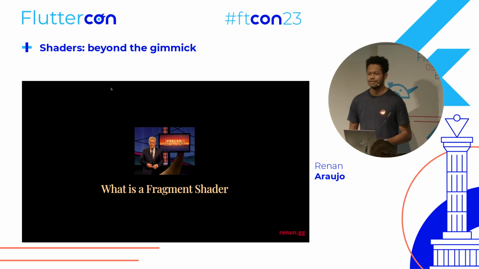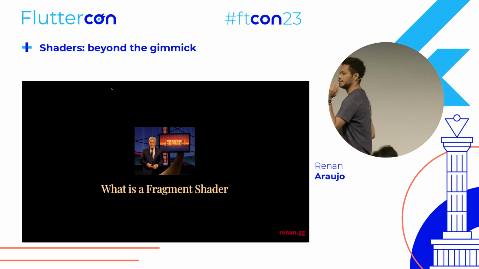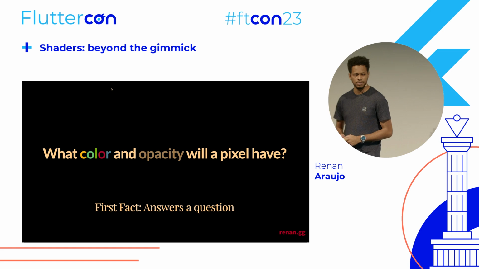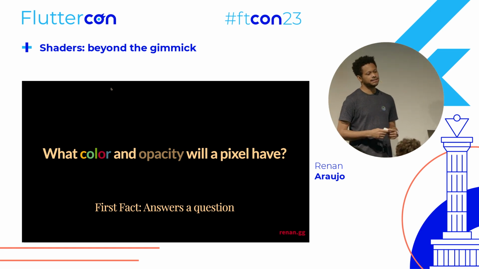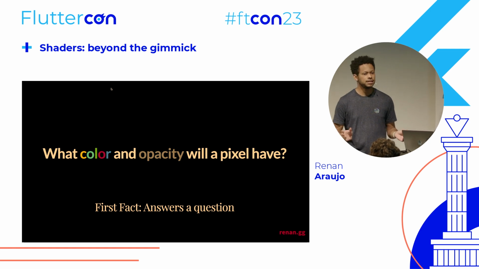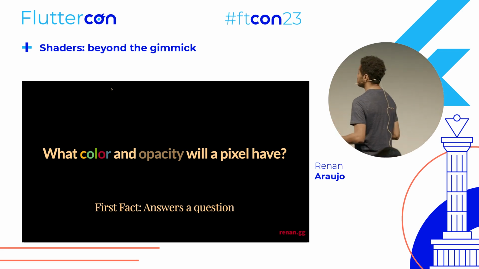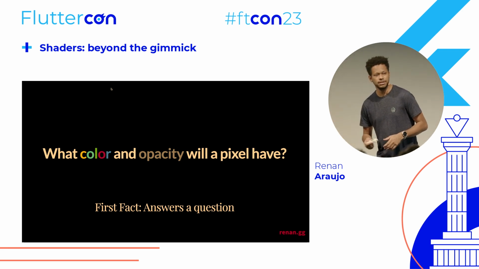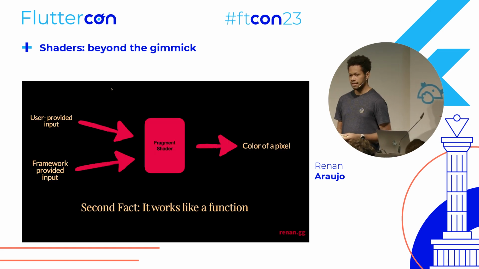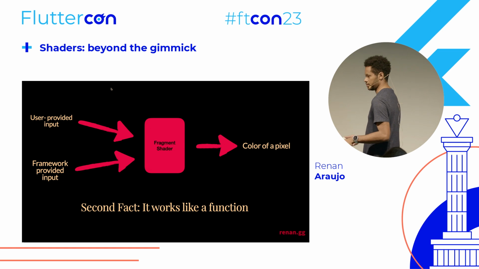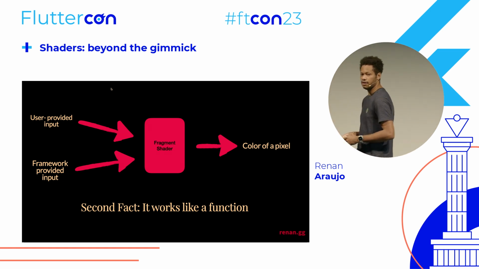Okay, so first part, let's learn a little bit about what a fragment shader is in this context of Flutter. So I think the only reason that a fragment shader exists is to answer a question: what will be the color of a pixel? Which pixel, where that pixel is, and what else can I use to define that color is in the second fact, that a fragment shader works just like a function. So there are inputs, and the output is the color and the opacity of the pixel.